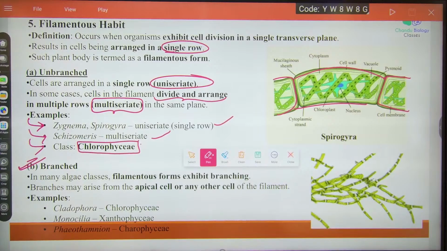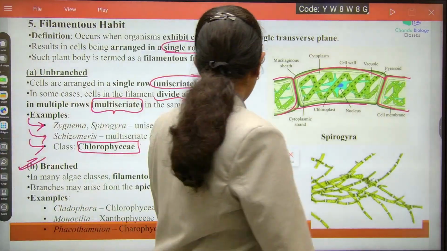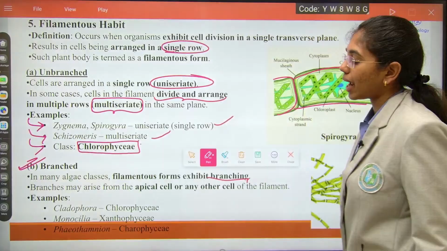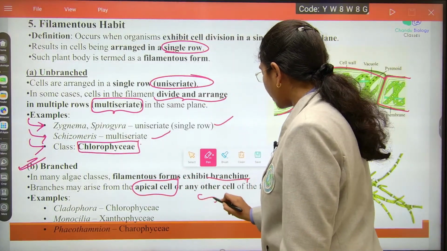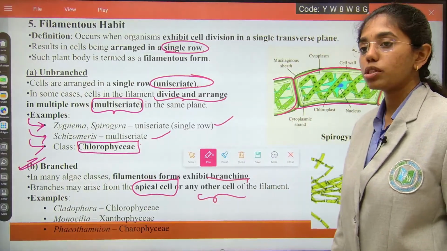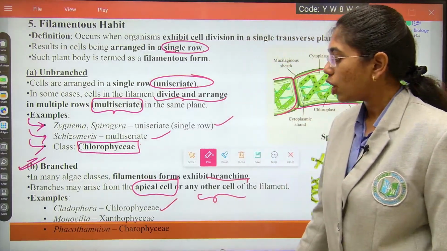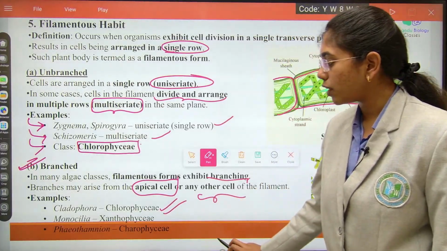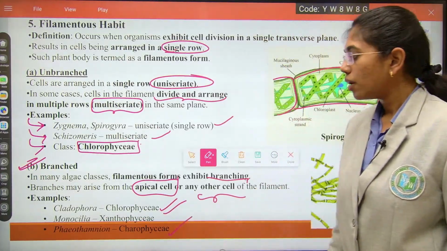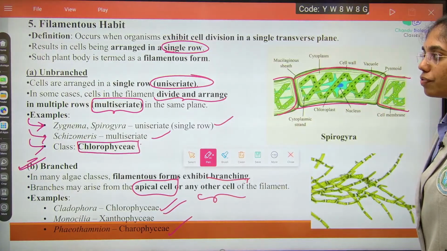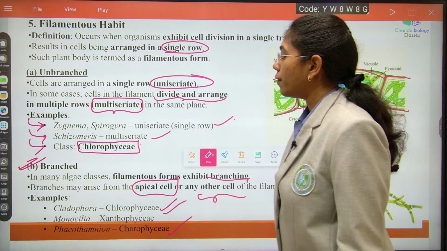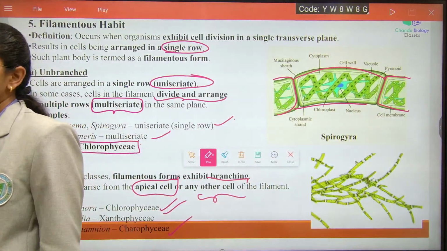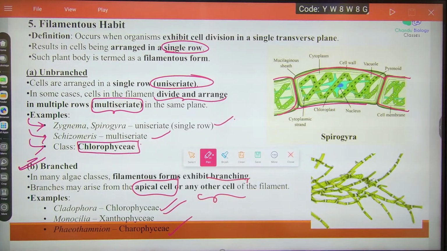In many algal species, filamentous forms exhibit branching, and branches arise from the apical cell or many other cells of the filament. Examples you see: Cladophora of Chlorophyceae, Monocilia of Xanthophyceae, and Pithophora of Charophyceae. These are the examples of branched filamentous forms, and the earlier ones are unbranched filamentous forms, where you see both uniseriate and multiseriate types. Clear till here? Any doubt anywhere?